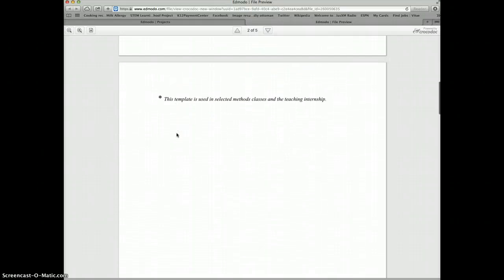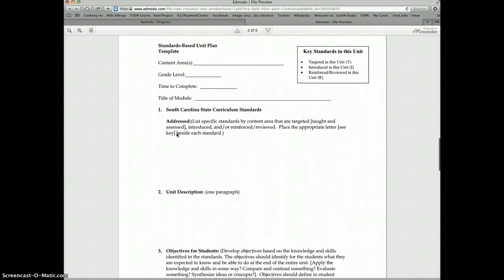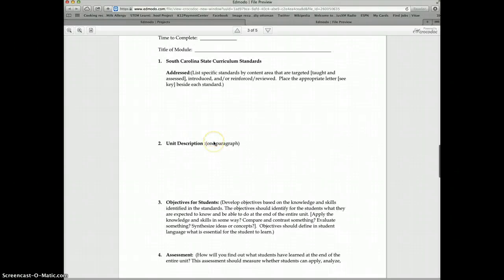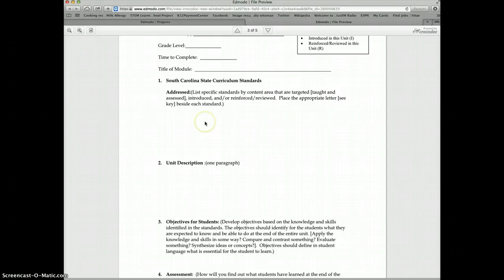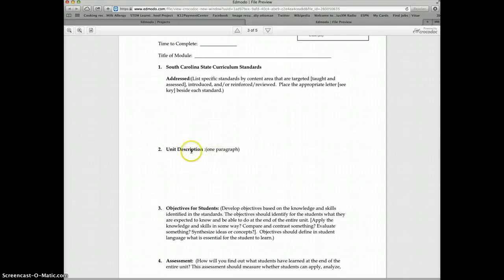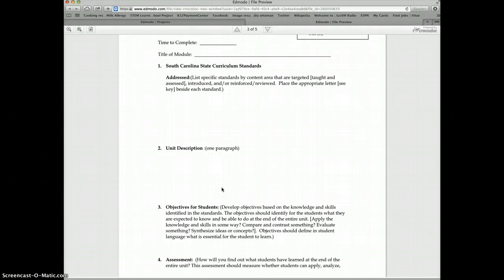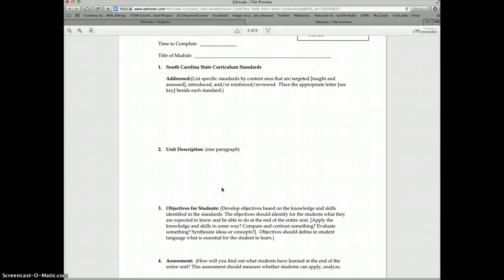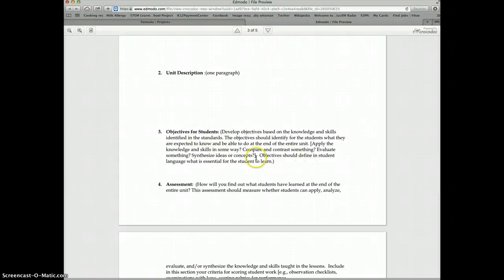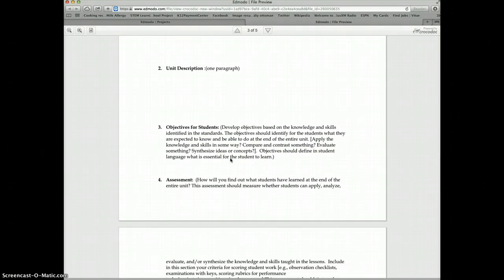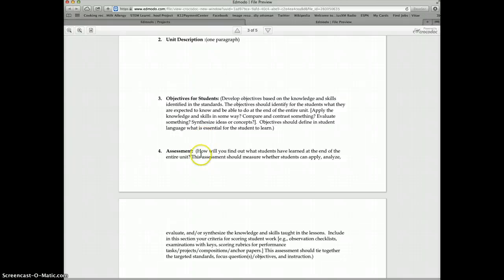And then you'll see here that it's very similar to a single lesson plan, but obviously a unit plan is multiple lesson plans stuck together. So here you'll put your standards that are going to be covered during the entire unit, your unit description, just a short little narrative that describes what your unit is all about. Objectives for your students, again, it's pretty much all your objectives kind of lumped into this section here. You can just bullet those, that's fine if you just do that.